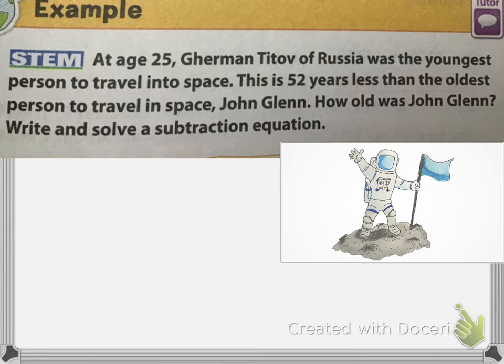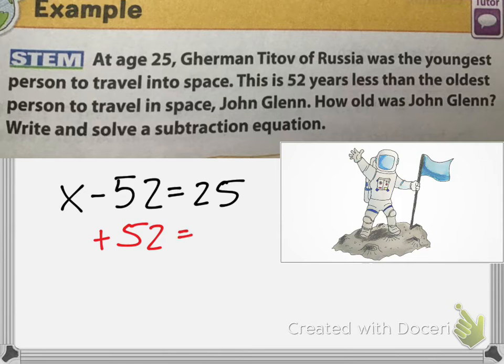David, what is my equation? It is x minus 52 equals 25. Excellent. And then what do we do to solve? Okay, so you do plus 52, and so you have to cross it off, and then plus 52 plus 25, which will equal 27, so x is 27.